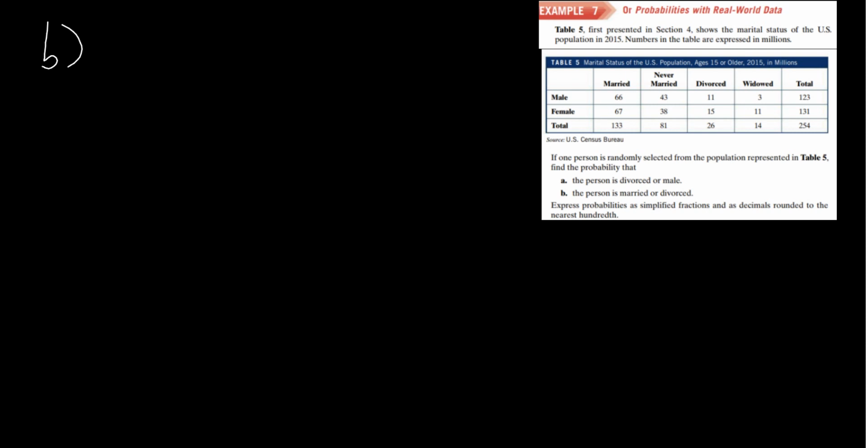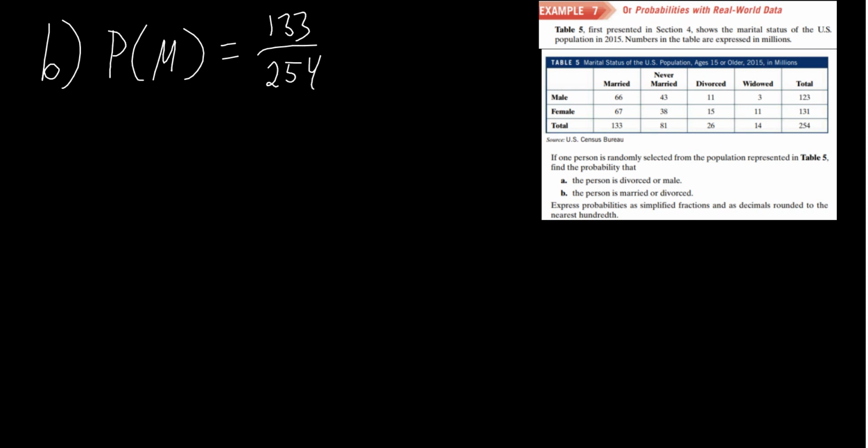All right, so B, we want to find the probability that the person is married or divorced. This is going to be just like our first two examples, huh? So what is the probability that they're married? So the probability they're married is going to be 133 over 254. And what is the probability that they are divorced? That's going to be 26 over 254.